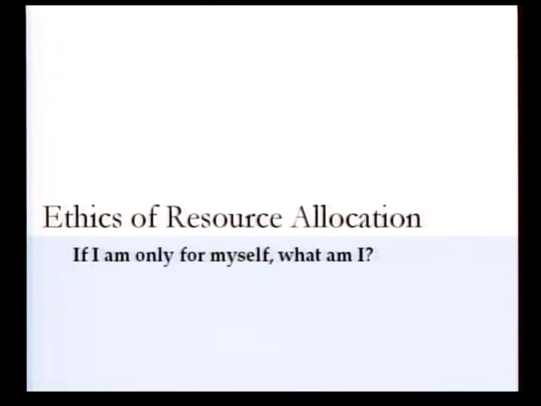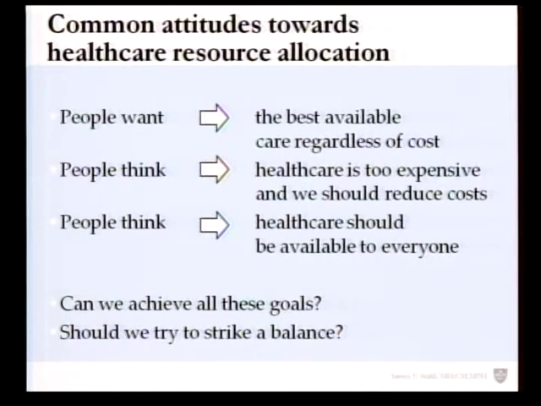So, ethics of resource allocation. This is something you probably all thought when you first came in here, that this is what I would be talking about, as opposed to everything else I've been talking about. So here we're going to get a little background: some attitudes towards resource allocation. There's a bunch of literature saying that when you ask people, they want the best available care regardless of cost. People also think that healthcare is too expensive and we should reduce costs. They also think that healthcare should be available for everyone. Can we achieve all these goals?